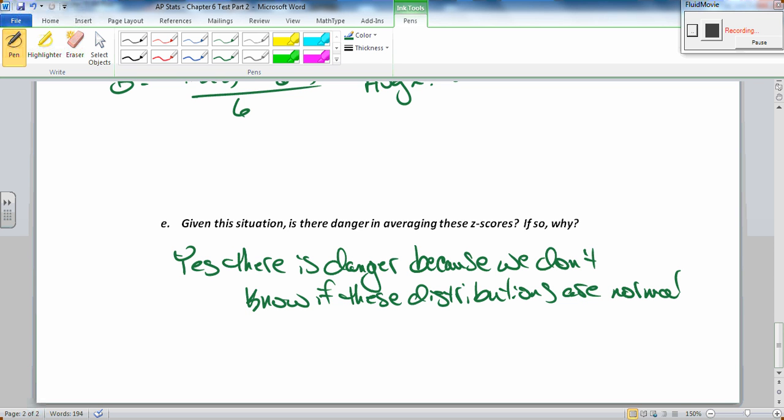So these z-scores really shouldn't be measured on the same scale. Within intelligence they can be, within physical prowess independently they can be. When you start averaging them together, there is a little bit of danger. Doesn't mean that we shouldn't do it, doesn't mean that what we've done is not correct, but you should be aware of it. And that's how you would finish question 8.